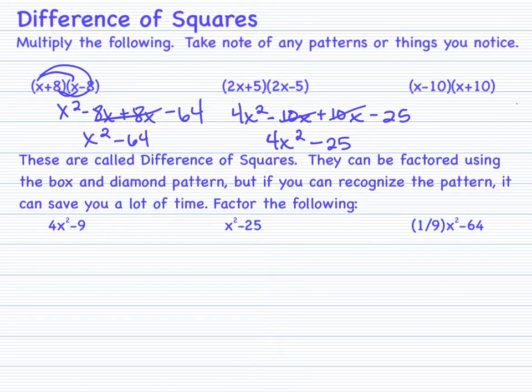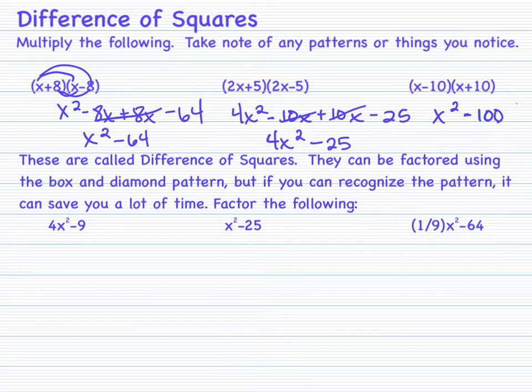So we have this pattern wherein if we have the same first term and second term, but we have a different sign, this is what's called a difference of squares. This one's going to be x squared minus 100 because we know the negative 10x and the positive 10x in the middle are going to add up.